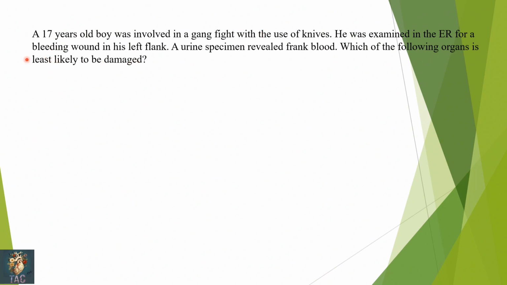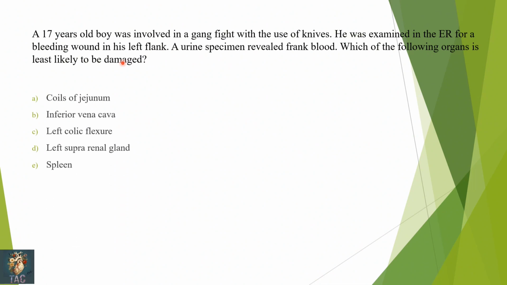So remember, the organ which is least likely to be damaged will be the one present in relation to the right flank and not the left flank. The options may be coils of jejunum, inferior vena cava, left colic flexure, left suprarenal or spleen. So the inferior vena cava is present slightly on the right side and will be least likely to be damaged. So this is the answer.